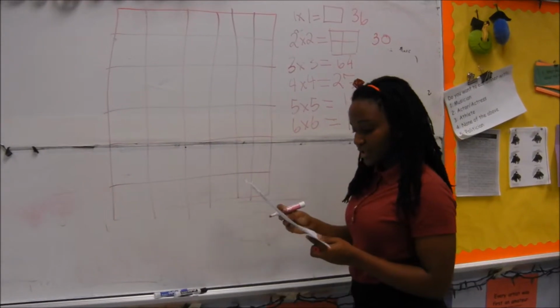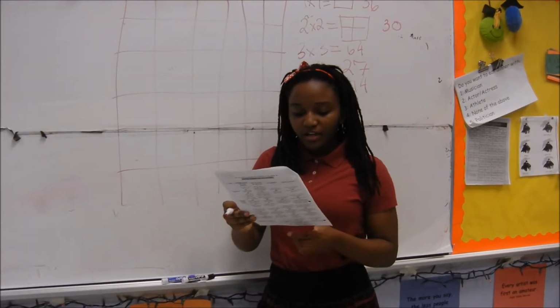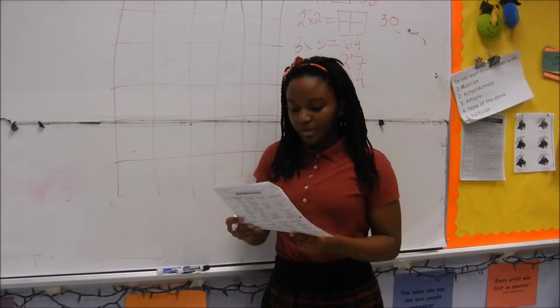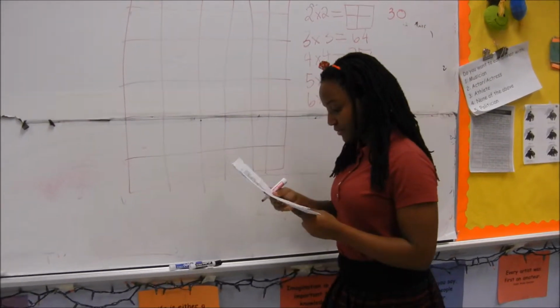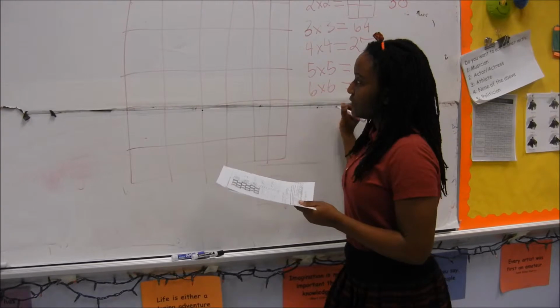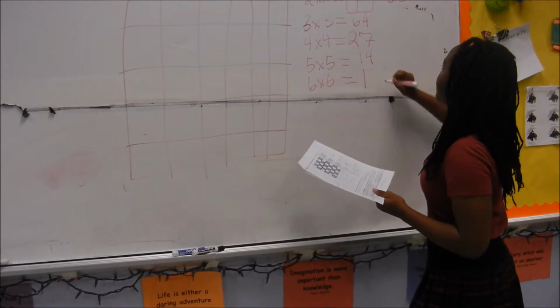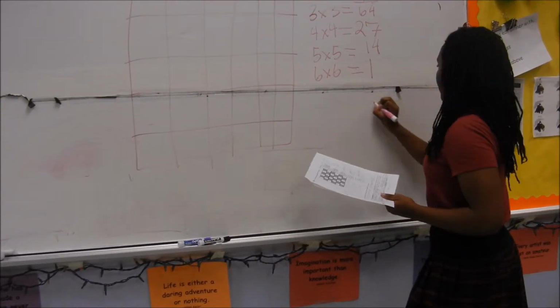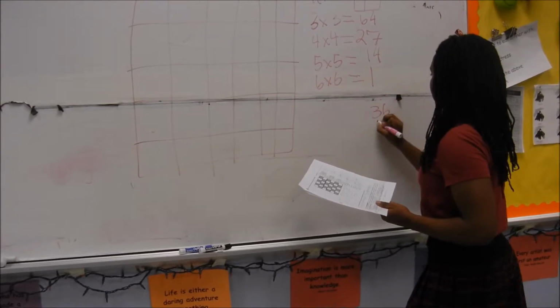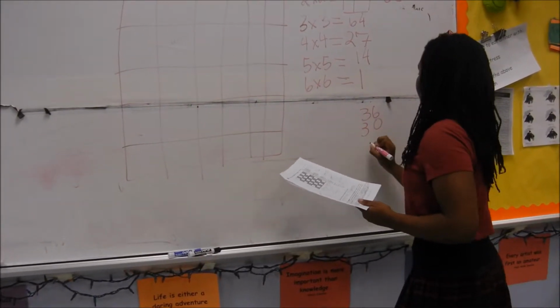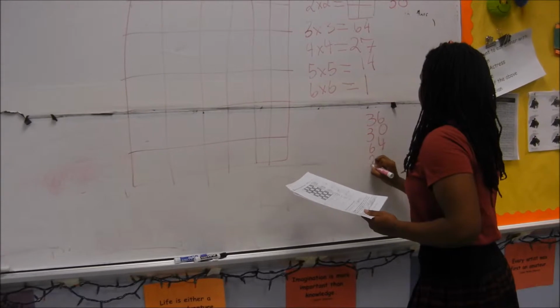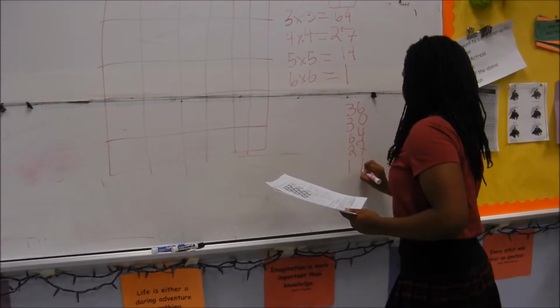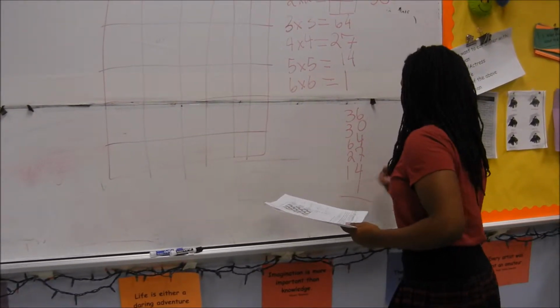Now the next question is asking you to provide a valid argument as to how you know your response to number 1 is correct. So your response would be to adding up all of these. So you would have to add 36, 30, 64, 27, 14, and 1.